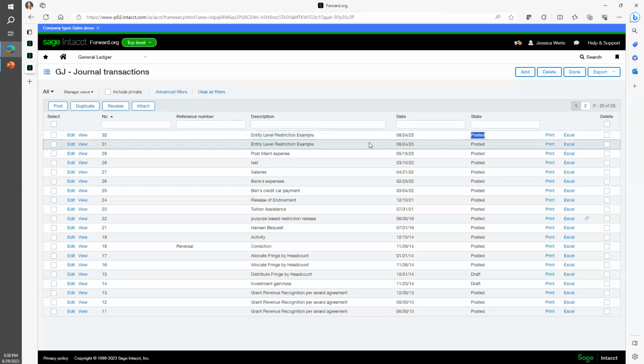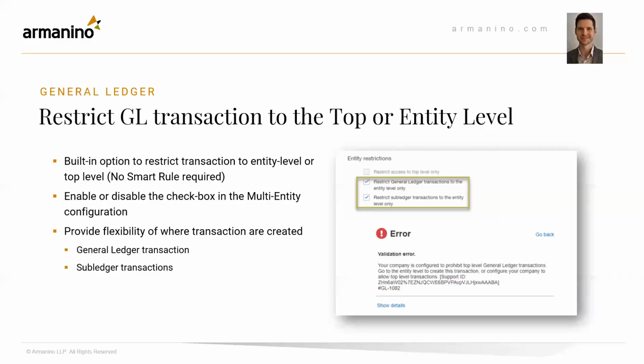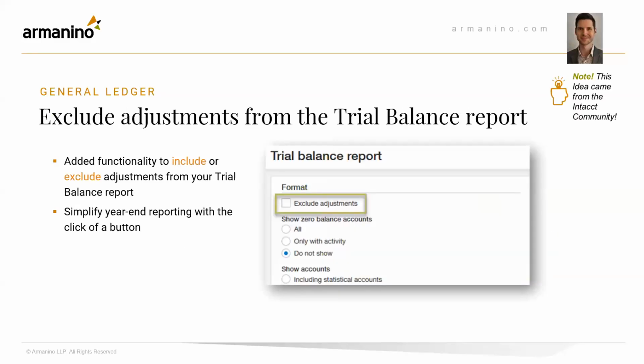And if you wouldn't mind going back to the slide, we'll go to the next page. Another neat feature is the ability to exclude adjustments from the trial balance report. This is added functionality to include or exclude adjustments from your TB report, and this is to help simplify year-end reporting with the click of a button.